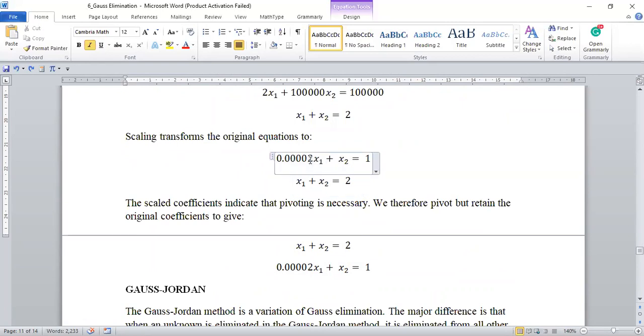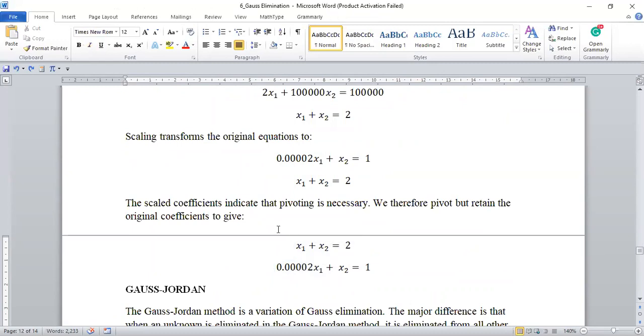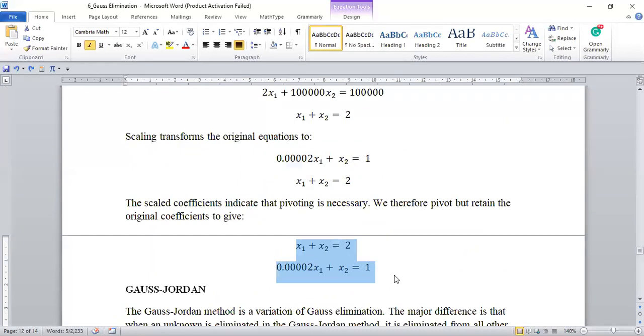So in order to mitigate this problem, you just make the second equation your first equation, then the first equation your second equation. Then if you solve this using this, you're going to have less errors. So what I've just described is very important.